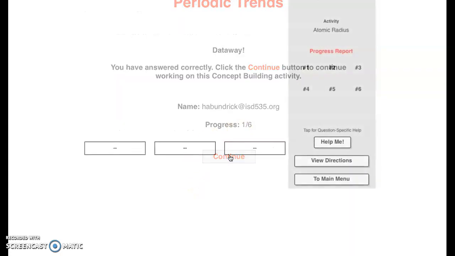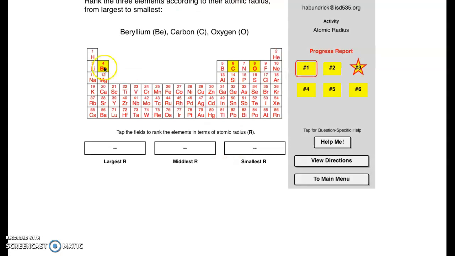If I'm going left to right, okay, so left to right on the periodic table, the size tends to decrease. So then oxygen would be my smallest, and beryllium would be my largest. So carbon would be in the middle.